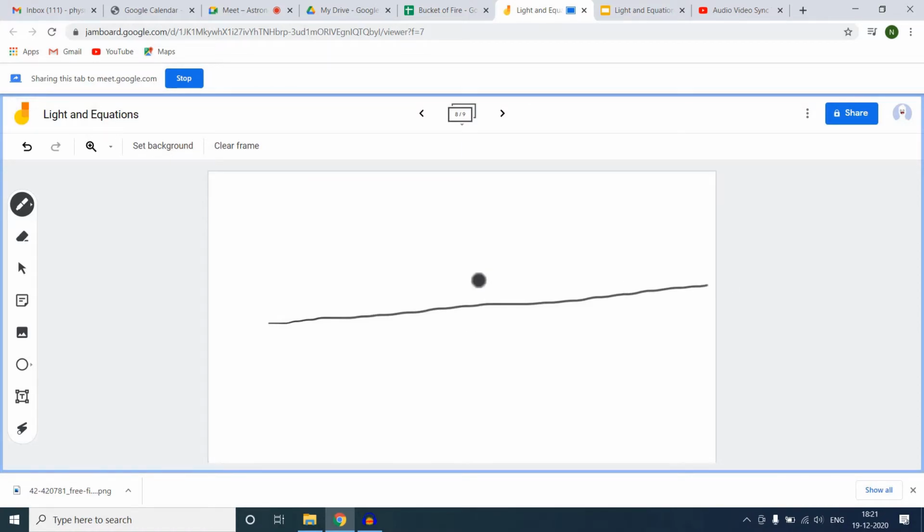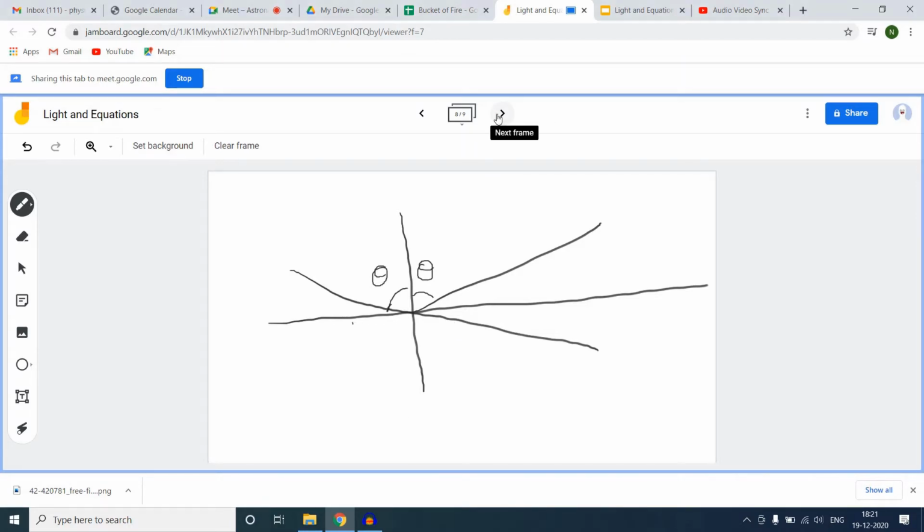So if you do that, you make a normal over here. Then this angle, whatever it is, theta, and this angle, whatever it is, theta, would remain the same. Okay, that's a geometric proof just by using geometry. How do you do it using algebra?